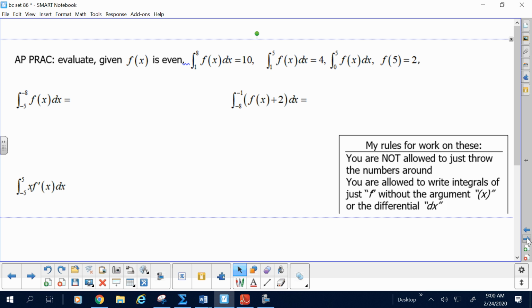All right, would you practice these 3 AP style questions, and let's see how they go, and we'll go over them in a bit, and then we'll be done. Please do not just throw around 10s and 4s and 2s. I want actual calculus. See the rules in the bottom right as far as what I expect.